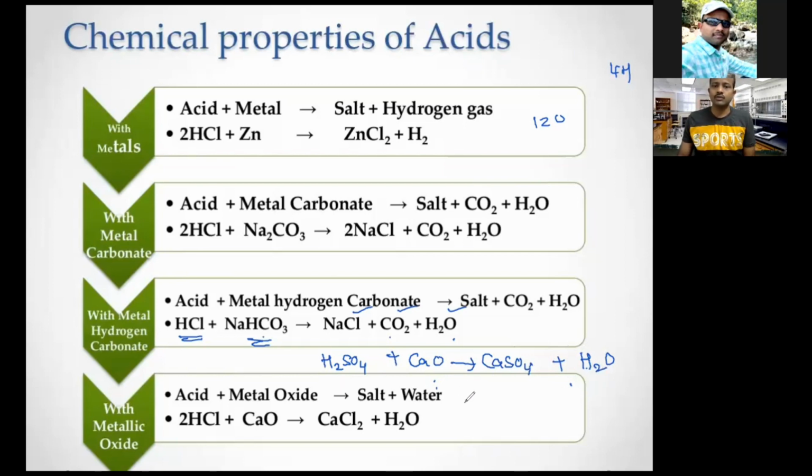The same thing happens here also. When HNO3 reacts with a metal oxide, you can take magnesium oxide also. When HNO3 reacts with magnesium oxide, what will it give? It will give magnesium nitrate, Mg(NO3)2, plus H2O. Now you give 2 here. Now it is balanced. HNO3 reacts with magnesium oxide to give magnesium nitrate plus H2O. Clear? Let's move on to the next slide.